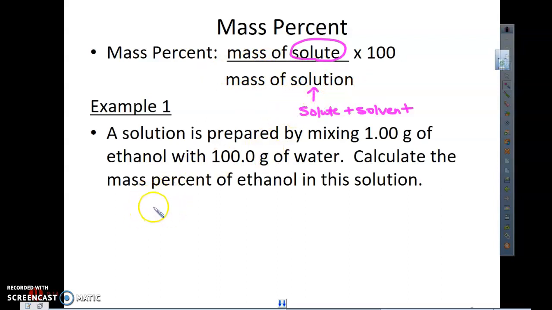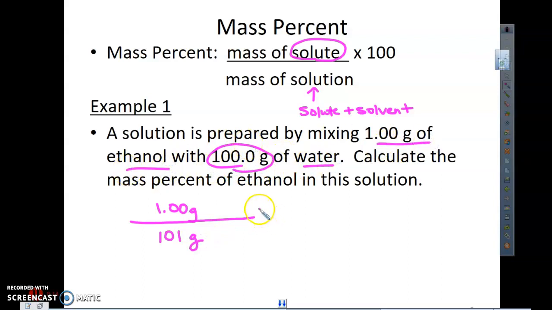All right, so if I am going to prepare a solution by mixing 1 gram of ethanol with 100 grams of water, the ethanol, which is present in a lesser amount, is certainly the solute. Now, rookie mistake here is to put the 100 grams down here, but I want 101 grams because it's solvent plus solute. Okay, and since it's a percentage, we would multiply by 100. If I want to keep it as a fraction, I certainly can keep it as a fraction. That's not a huge deal either.